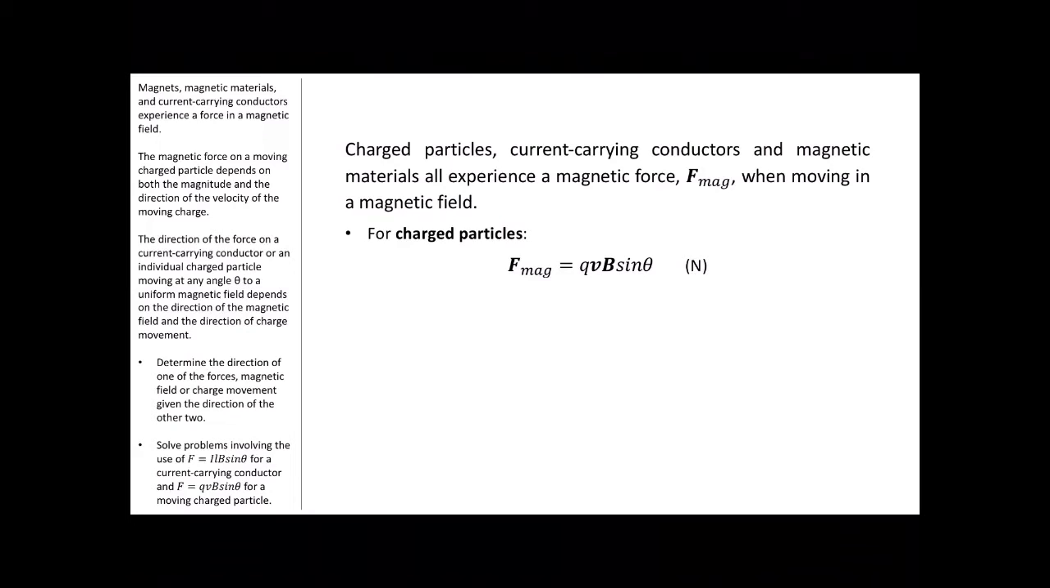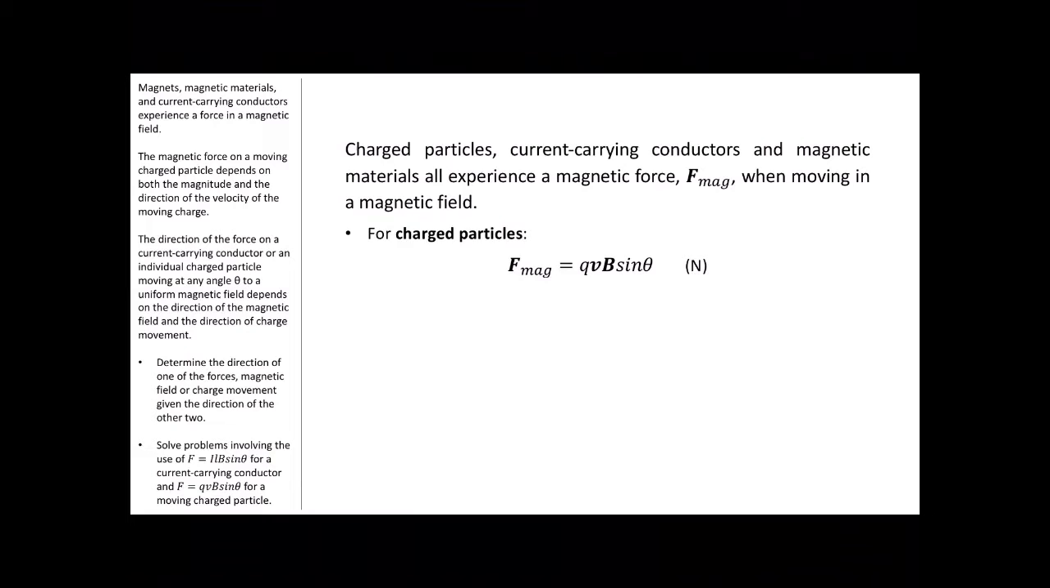So magnets, magnetic materials and current-carrying conductors all experience a force in magnetic fields. A magnetic force on a moving charged particle depends on both the magnitude and the direction of the velocity of the moving charge. The direction of the force on a current-carrying conductor or an individual charged particle moving at any angle theta to a uniform magnetic field depends on the direction of the magnetic field and the direction of the charge movement.